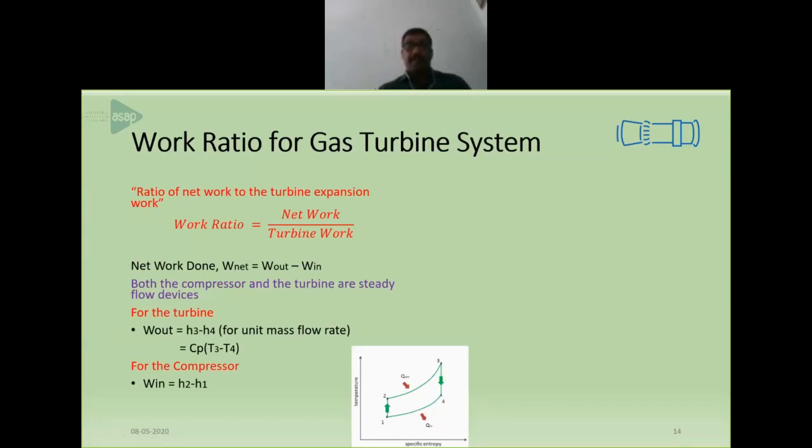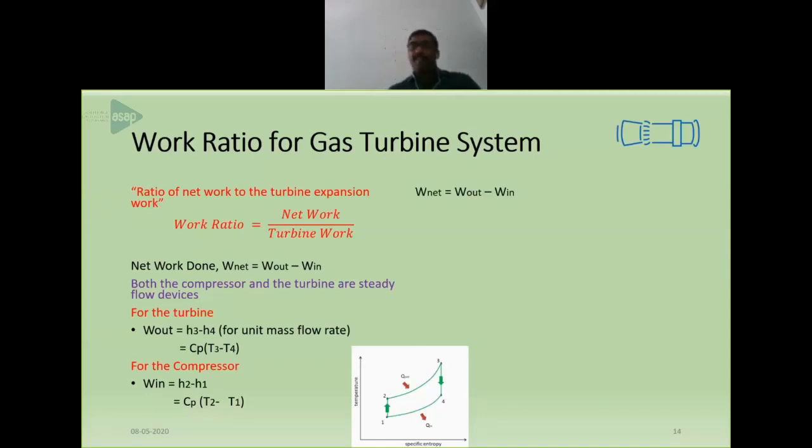For a compressor, how much is the work consumed? That is W in. So W in is equal to H2 minus H1, where it is Cp into T2 minus T1. Similarly, what we have done for the turbine for finding the work output from the steady flow energy equation, the same thing you are applying for the compressor also. You are getting Cp into T2 minus T1.